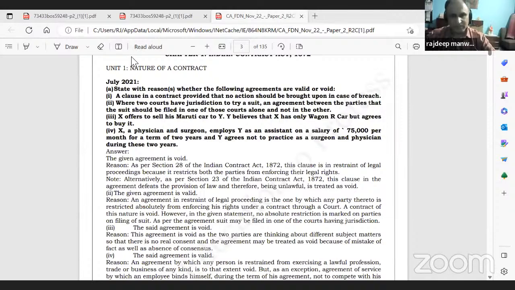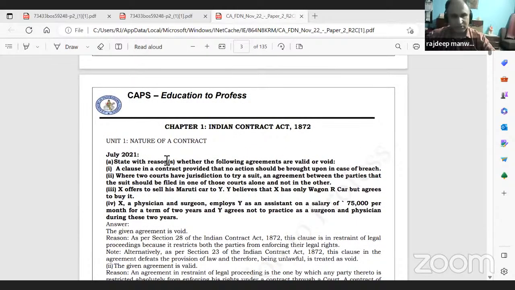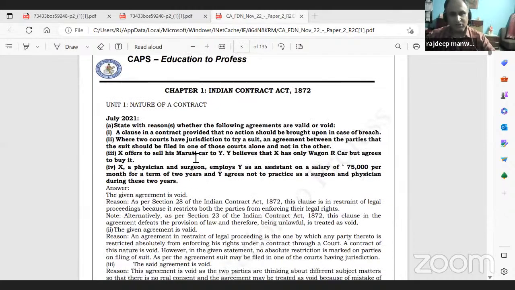Read quickly. So first one, chapter one, Indian Contract Act 1872, Unit one, nature of a contract. July 2021: state with reasons whether the following agreements are valid or void. Okay, look at these questions. These type of questions can also come for you in the exam, right? State whether the following agreements are valid or void.